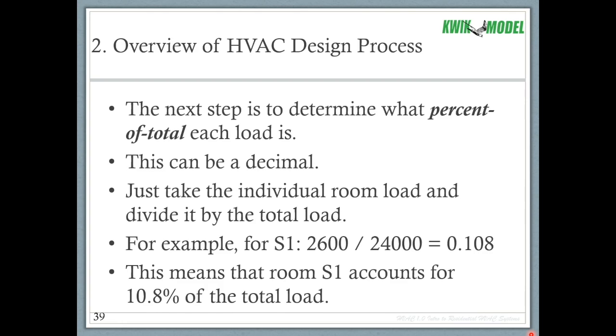For example, room S1 had a load of 2600 BTUs. The total load was 24,000. So we take 2600, the smaller number, and divide it by the big number, and you get a number like 0.108. Basically that means that room S1, if you convert that to a percentage, is 10.8% of the total load, which means it needs 10.8% of the airflow. So that'll be the next step.